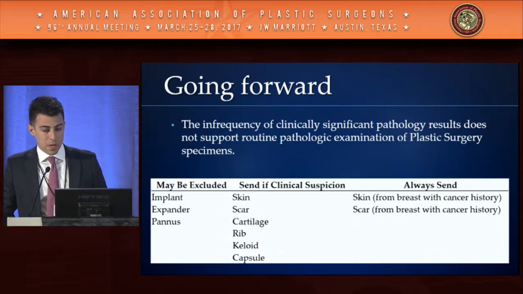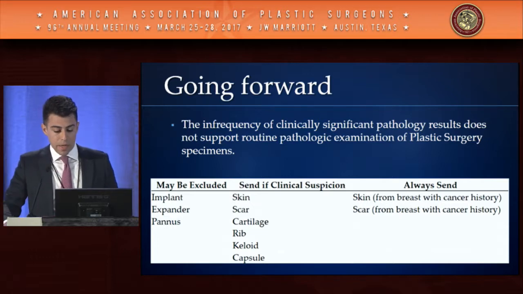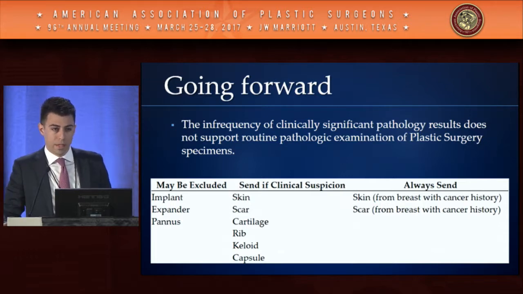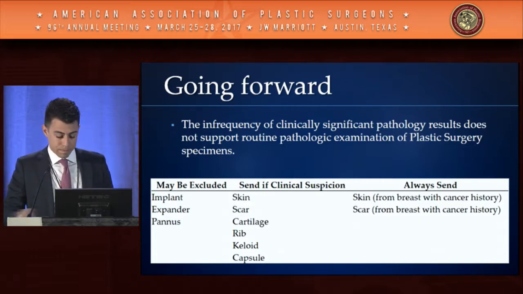And the last category is specimens that should probably always be sent, and examples of these are things like skin and scar from a breast with a history of breast cancer. So we're hoping that based on this data, we can work with the governing bodies in plastic surgery to empower plastic surgeons to be able to make the decisions about what specimens are sent to pathology, and thus decrease the cost of healthcare in the United States without compromising patient care.